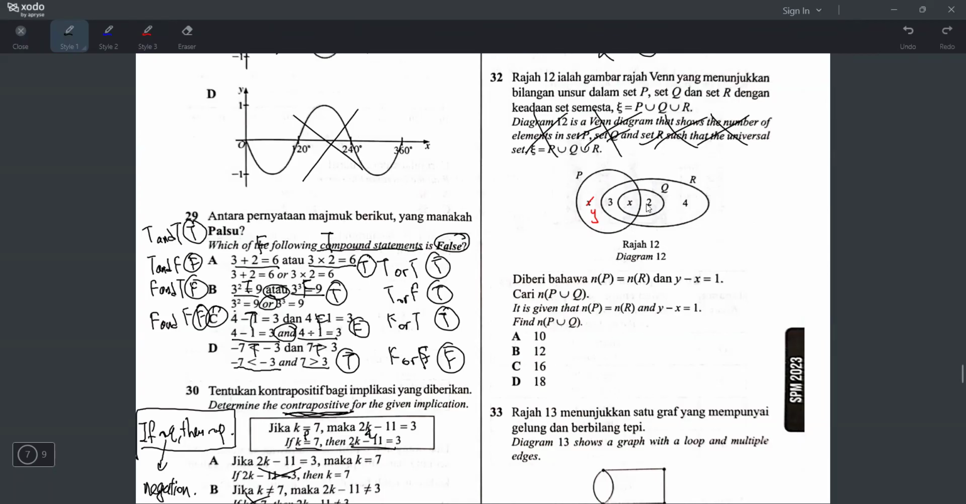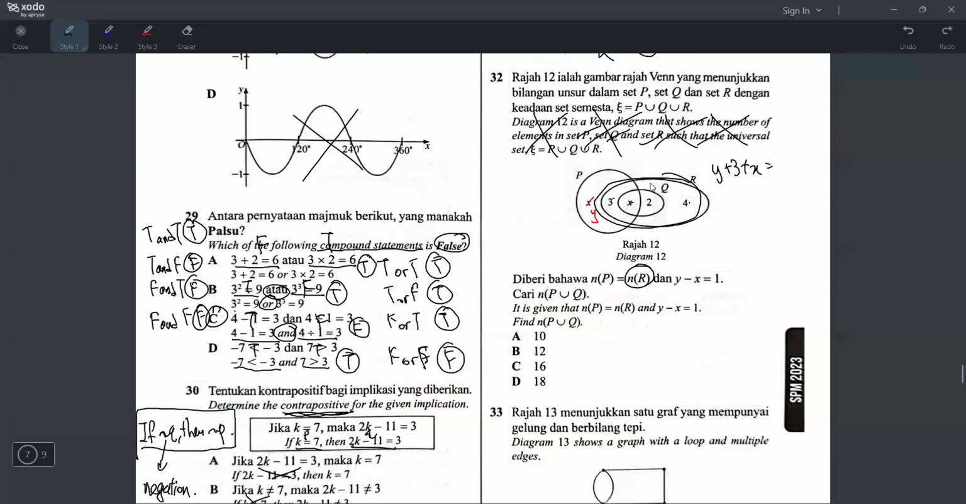Okay, do you realize they never put dots here? Dia tak ada letak dot sini. So kalau dia tak ada letak dot means what? Okay, kalau dia ada letak dot, it means that is the element. But if dia tak letak dot, means these are all number of elements. So kalau dia kata n(P) equals n(R) means the number of elements inside set P is the same with the number of elements in set R. So what is the number of elements in set P? Y plus 3 plus X. And all this represents number of elements because tak ada dot. So Y plus 3 plus X equals number of elements in set R.